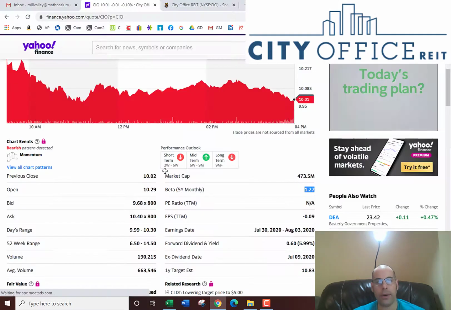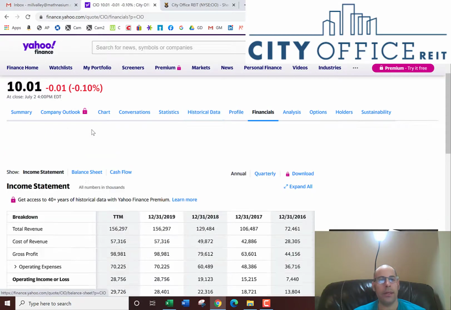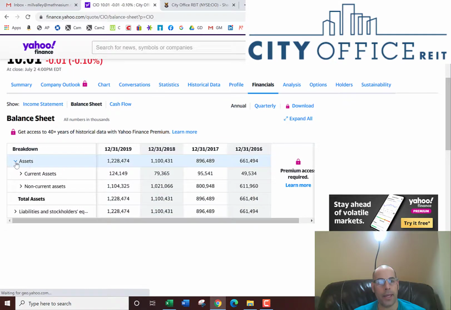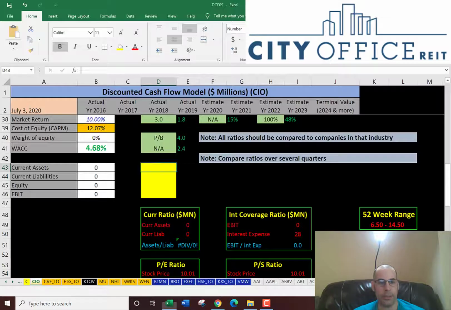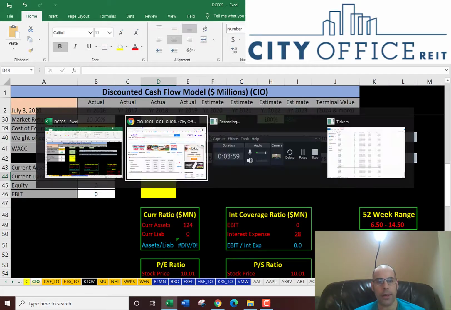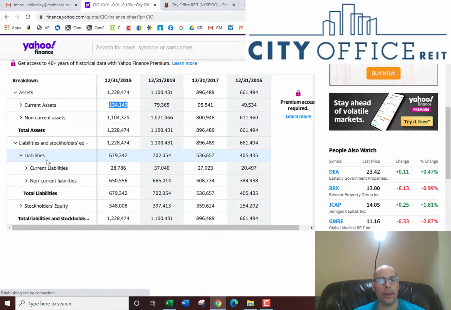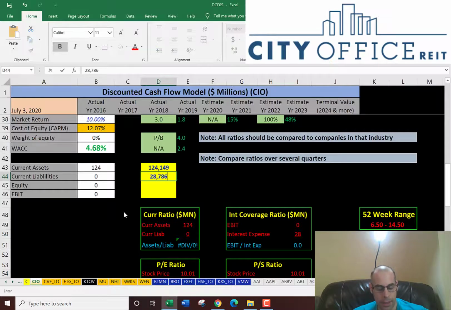We also need their current assets to get some of the ratios for later. So we'll go back to the balance sheet. We'll go to assets, current assets. This mainly consists of cash, accounts receivable, and inventory. That's $124 million. And let's get their current liabilities. That's $29 million. These are liabilities that are due within 12 months.